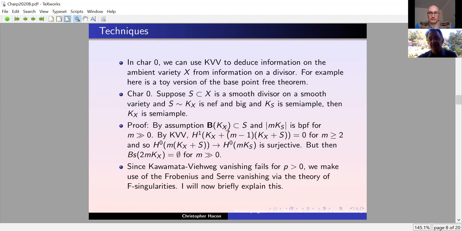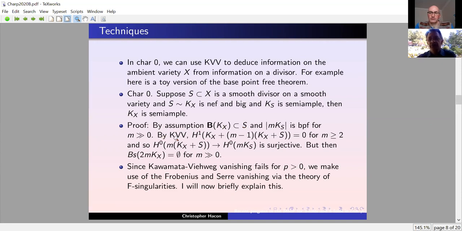Okay, since I've assumed that S is linearly equivalent to K_X, obviously the base locus of K_X, well, the stable base locus, so the base locus of any multiple of K_X, has to be contained inside of S. And I know that mK_S is base point free, so mK_S itself has no base points inside of S. So the plan is to lift these sections to sections of a multiple of K_X. And since they have no base point inside of S, multiples of K_X will have no base locus at all, right? Because their base locus was contained in S.